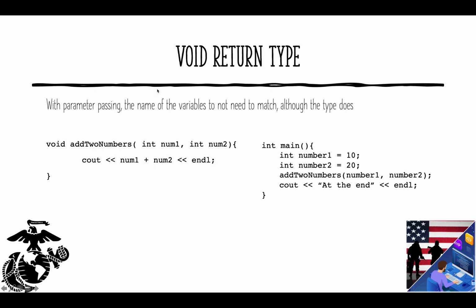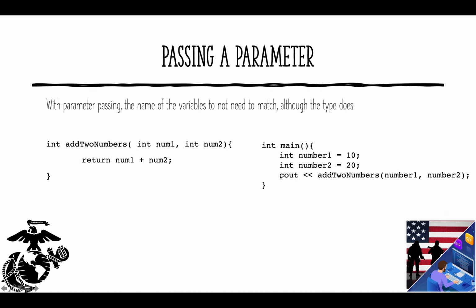Here's an example of a void return type. With parameter passing, the names of the variables do not need to match, although the types do. That's just a reiteration of what we said before. So again, I'm passing in number1 and number2. Let's look at this. We noticed in the last one, I'll go back to it, we put our function call inside of a cout statement. The reason is because this function is returning a value. It's returning an integer, and I can put that in a cout statement.